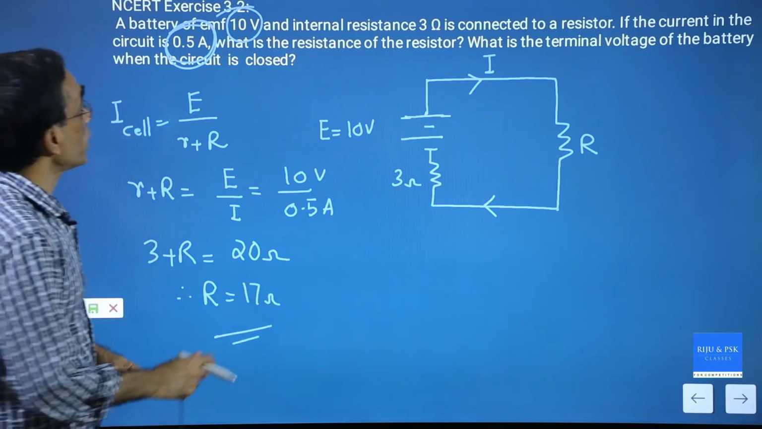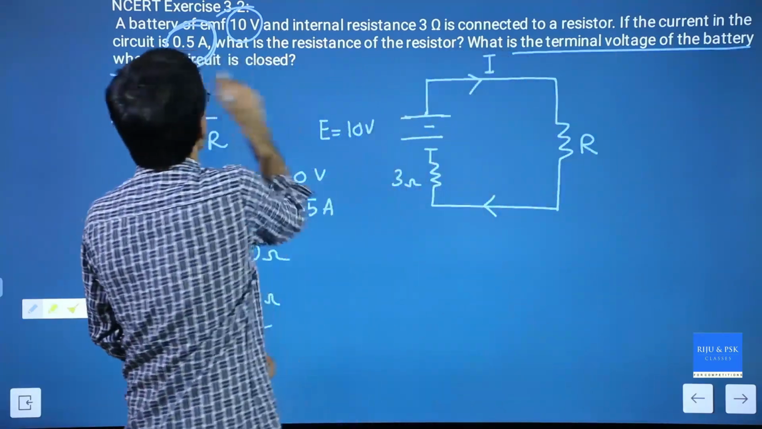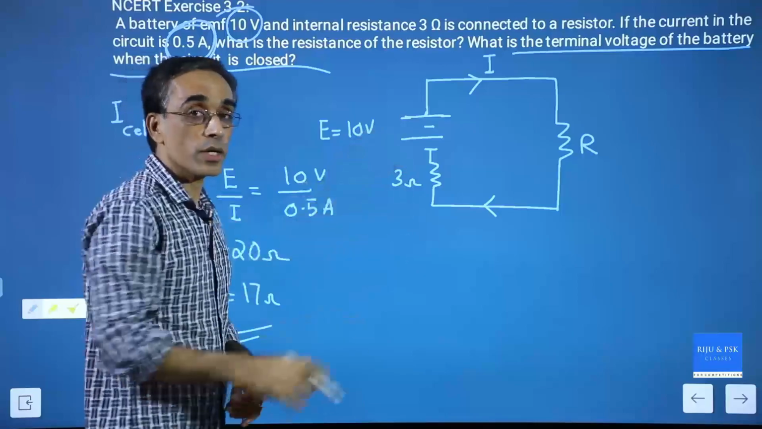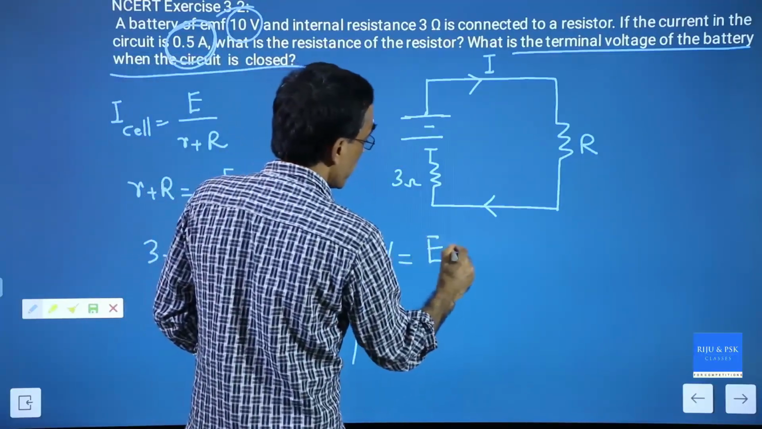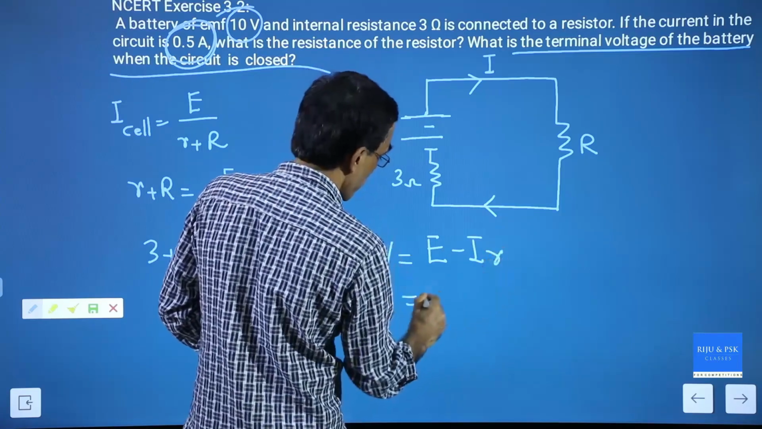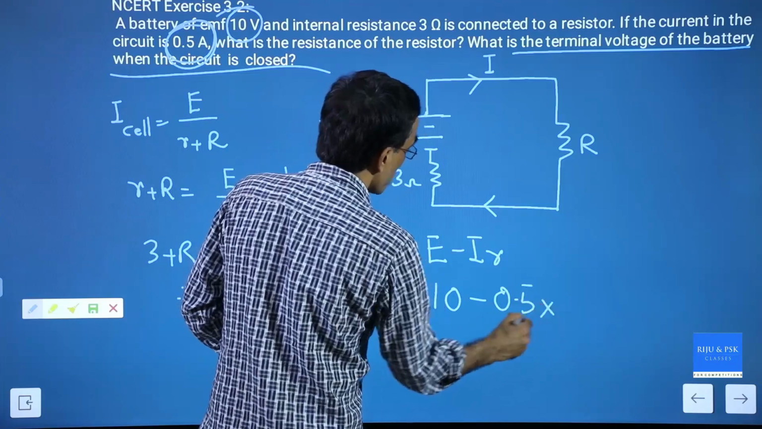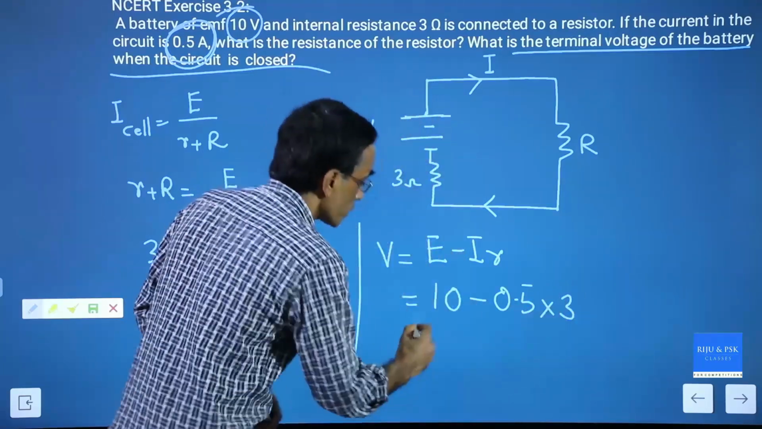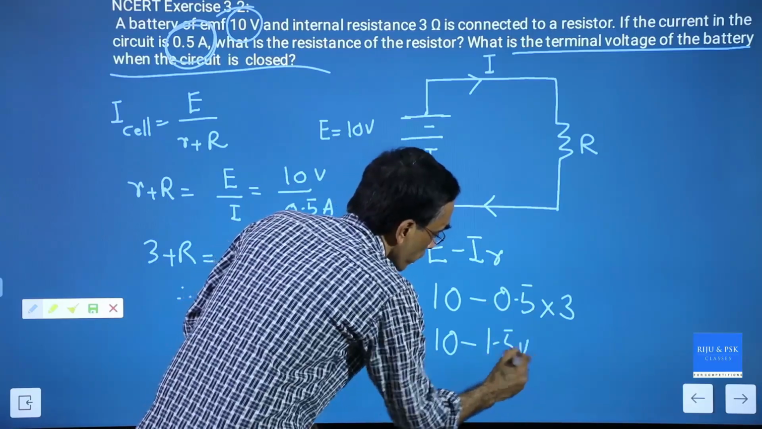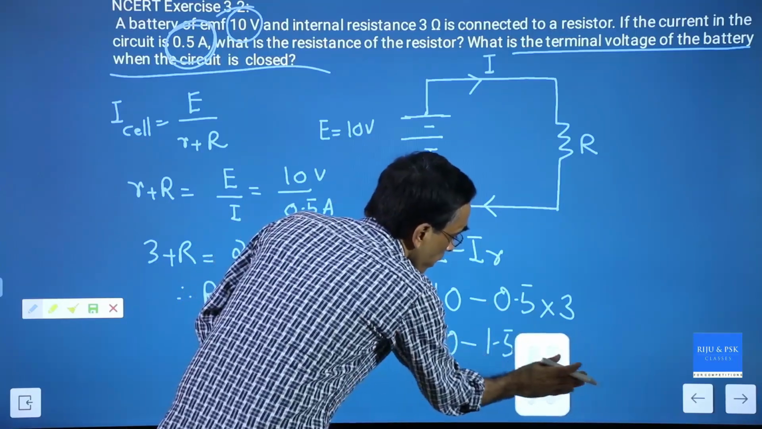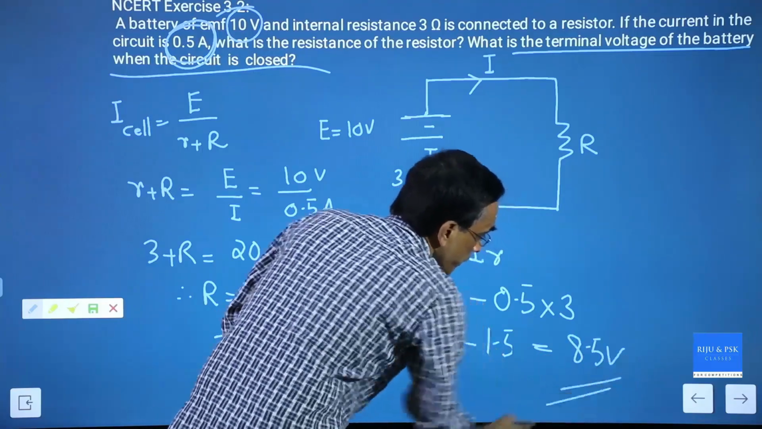Simple. And they also ask, what is the terminal voltage of the battery when the circuit is closed? The circuit is already closed. What is the equation for terminal voltage? Terminal voltage is given by E minus Ir. E equal to 10 minus I equal to 0.5 into 3. So 10 minus 0.5 into 3 is 1.5, and that gives you 8.5 volt.